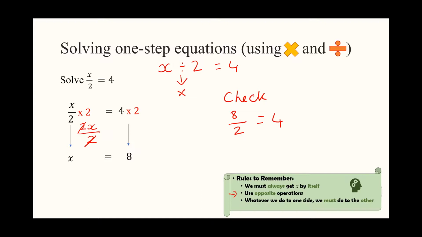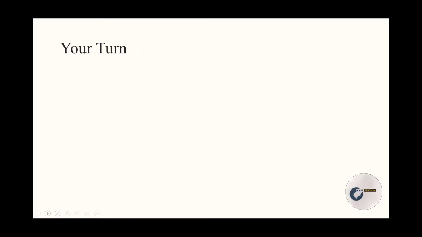So again, we used the opposite operation. Opposite of division is multiplication. We did the same to both sides, and we got x by itself. So now it's your turn. So I'm going to give you the question. You can pause, we'll go through the answer, and you'll try the next question. So first question, solve 9x is equal to 27.